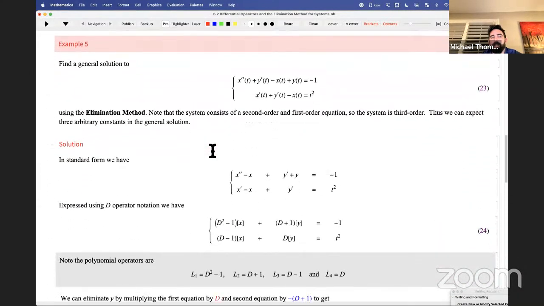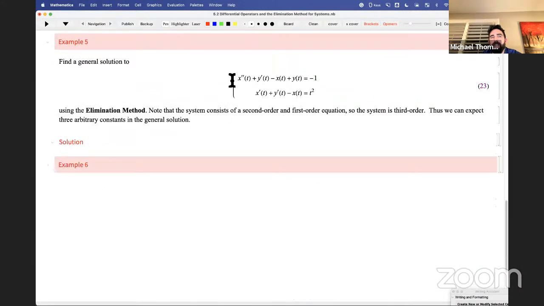All right, two more. We're going to solve this one. First of all, do you recognize that as a third order system? It's because this one is a second order equation and that's a first order equation, so we just add them together to get order 3. Right off the bat, we know something about the solutions. The general solution is going to have 3 constants, C1, C2, and C3 usually. What else do we know? It's almost in standard form. We'll have to move that X over.